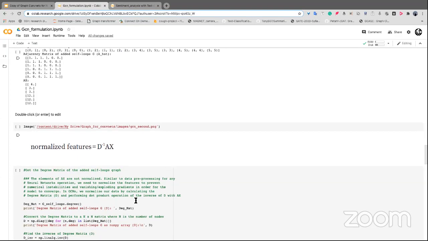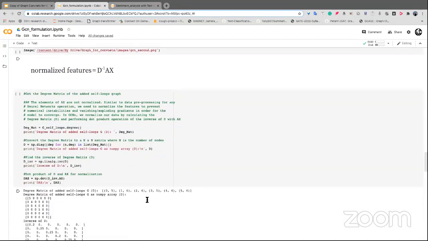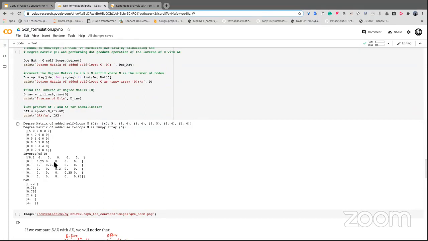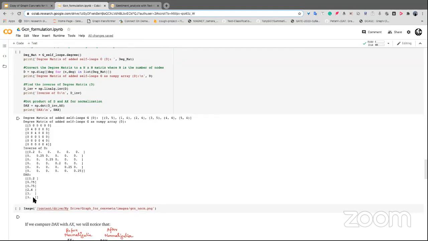So the elements of AX are not normalized. Similar to data processing, where we use standard scaler or any other preprocessor, we need to normalize the features to prevent numerical issues like gradient problems, and it will scale with the networks. So for GCN, we normalize our data by calculating the degree matrix and performing a dot product operation with the inverse of the degree. So what is happening here is, if I apply this formula on this adjacency matrix, and then we multiply with the same feature matrix, this is the output I am getting.